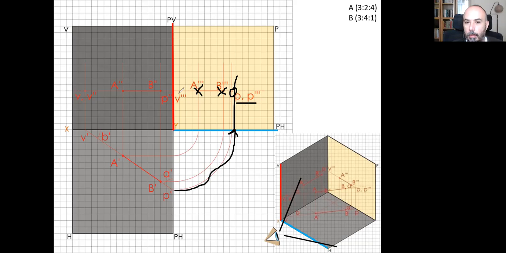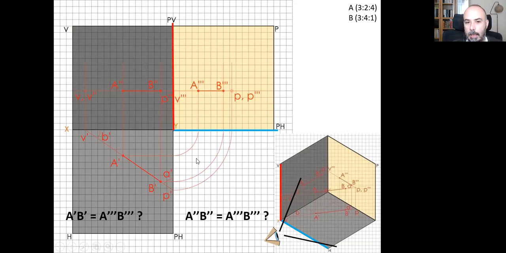I am seeing the trace itself and its third projection, but I cannot see its first trace V on the system because I cannot see the actual vertical projection plane here. So I am just seeing its third projection. This is what I am supposed to write. This point here represents V triple prime. And that's all.